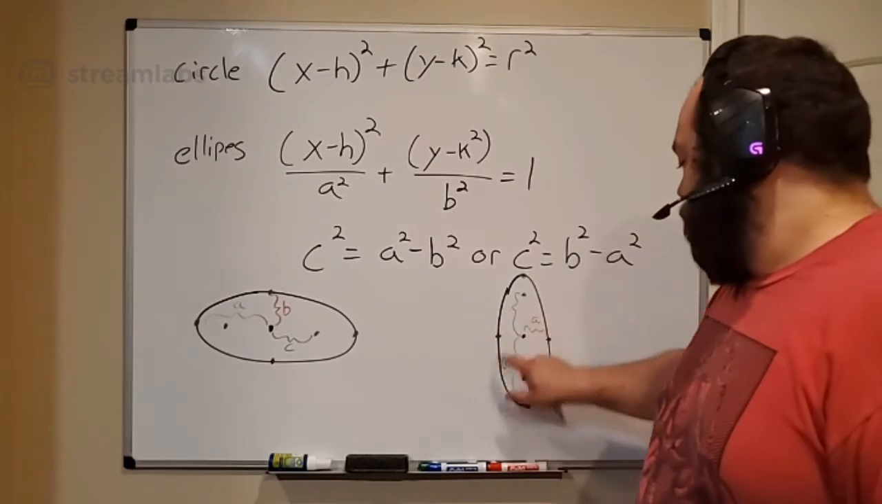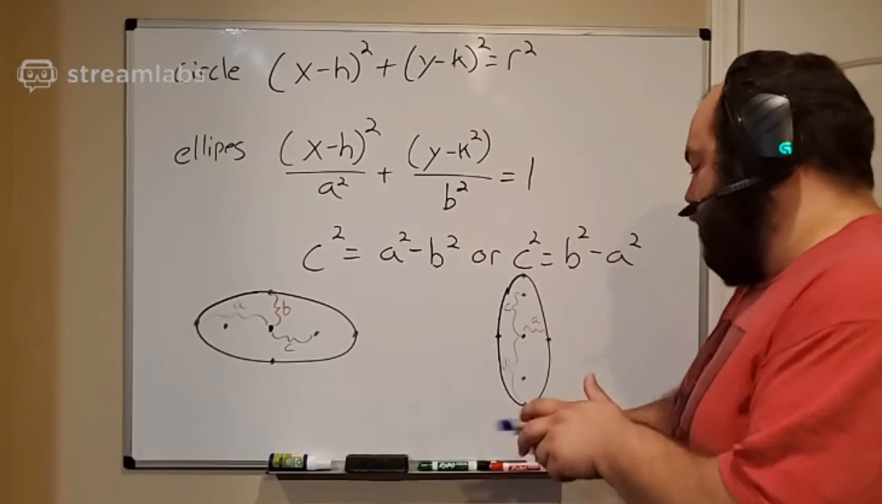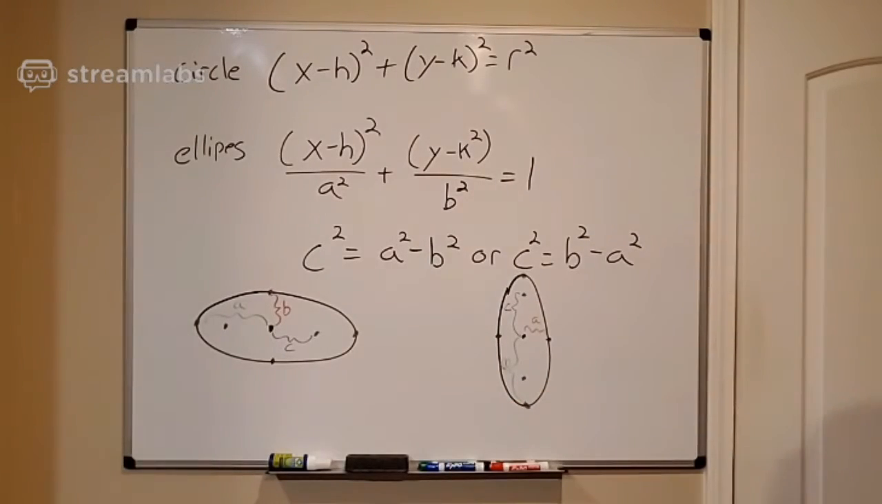So there's your A, B, and C values as far as on the diagram for the ellipse. Okay. Do you have any questions about how any of those values connect to the actual ellipse itself?